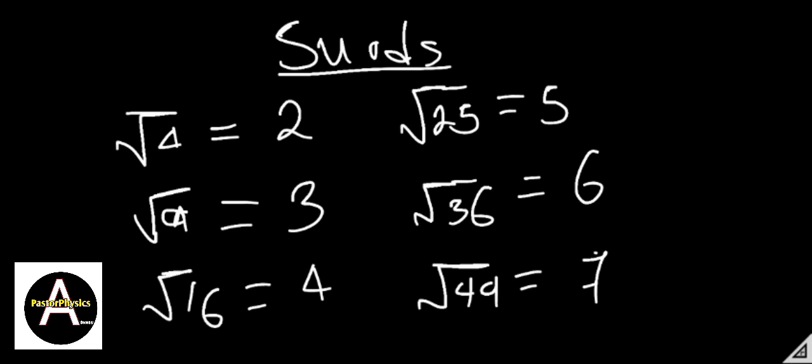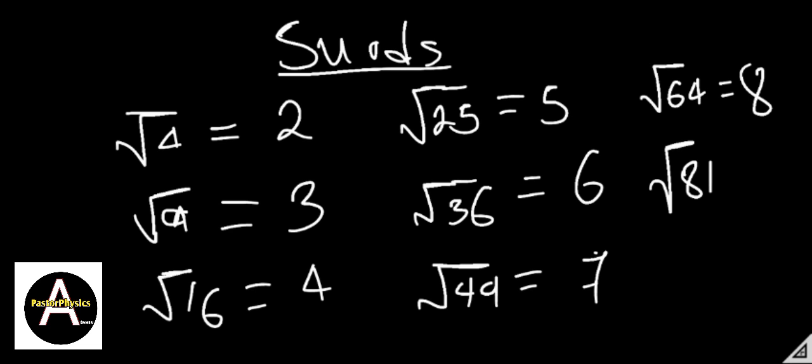After root 49, the next one is root 64. Root 64 can be simplified into 8. After root 64, the next one is root 81. Root 81 is 9. And after that, the next one is root 100, that is equal to 10.